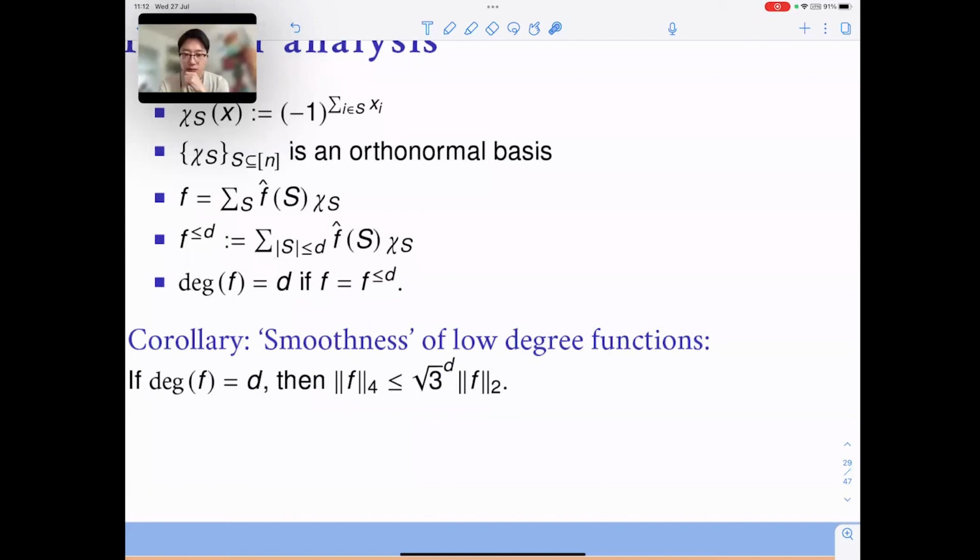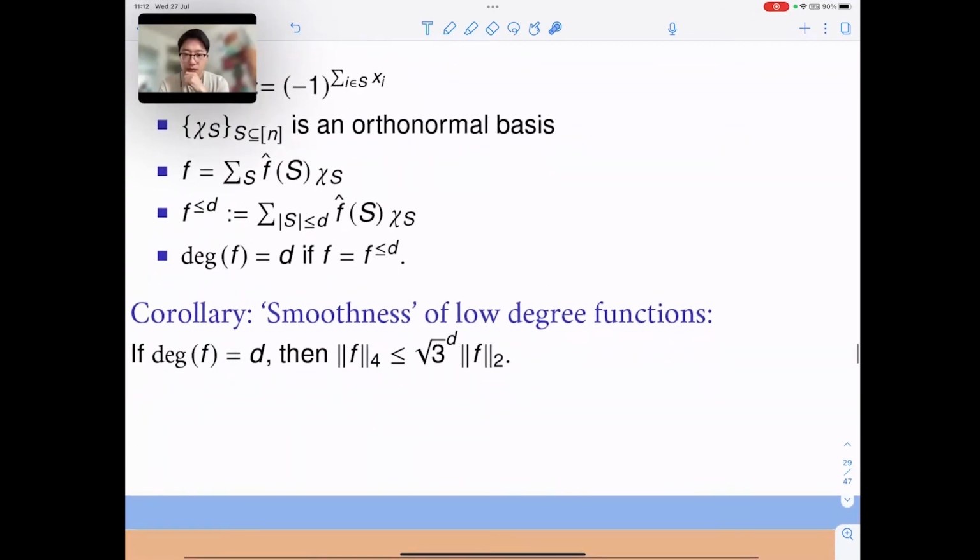You can take the low degree part of the function, taking of the sum only the sets S that have small size, size at most d. The degree of f is the smallest d for which f is equal to f at most d. This is the degree of the function as a polynomial in the coordinates, so it is a natural notion of degree. And the dictators are functions of degree 1.